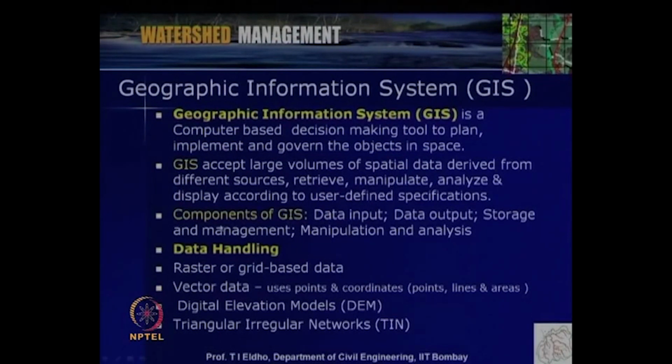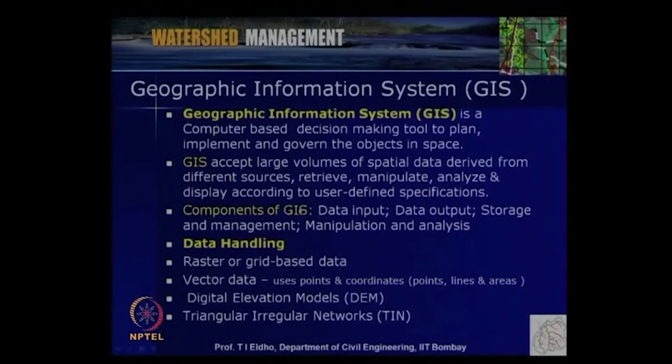Some of the important components of GIS include data inputs, data outputs, storage and management, and of course manipulation and analysis. Actually, GIS is a software. Once we install it on a computer, we can give the data inputs through the computer and obtain the data output from the computer. The storage and management can be done within the computer, and the software does various manipulation and analysis, so that we can generate new maps or other kinds of things which are possible within the geographic information system.